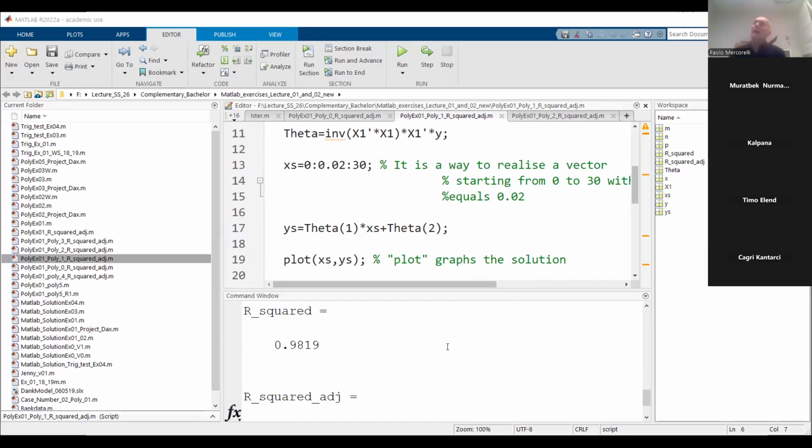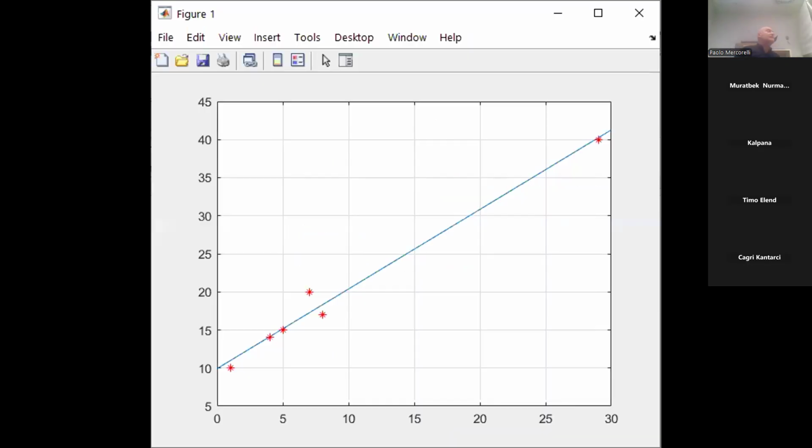We have here R squared and R squared adjusted. R squared is 0.9819. Let me copy the value, so later we can understand a little bit what I am doing. And R squared adjusted is 0.9773. Graphically, we have this solution here. But again, graphically doesn't mean anything, just to figure out.